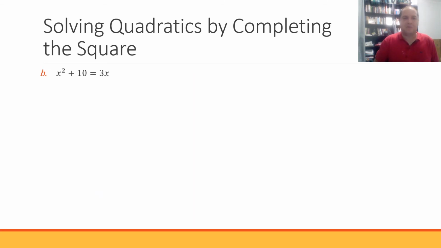All right, this next one, we've got x squared plus 10 equals 3x. Now we do need to do some rearranging here because we want all of our x terms on one side and our numbers on the other. So I'll subtract 3x from both sides and subtract 10 from both sides. So we get x squared minus 3x equals negative 10.